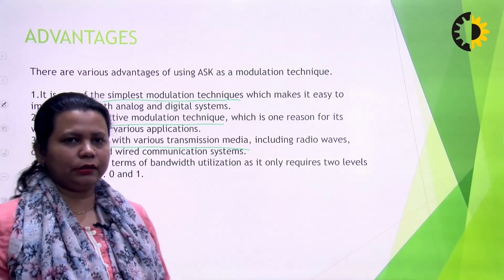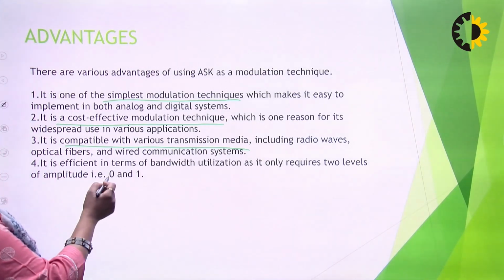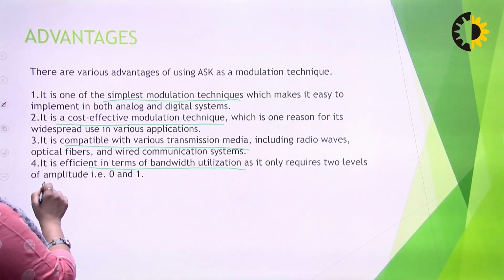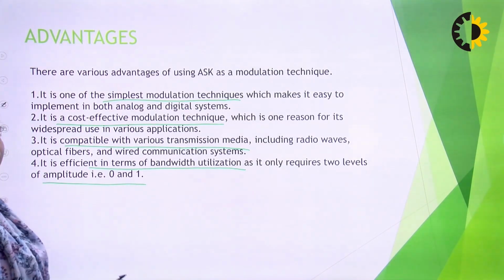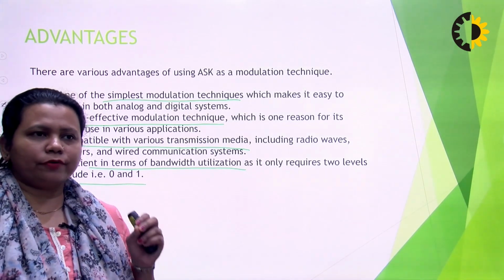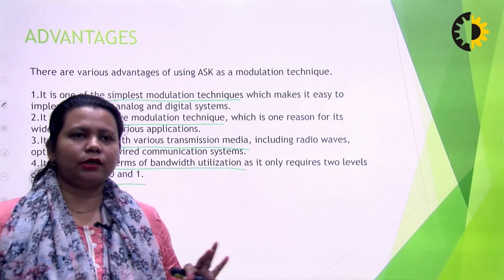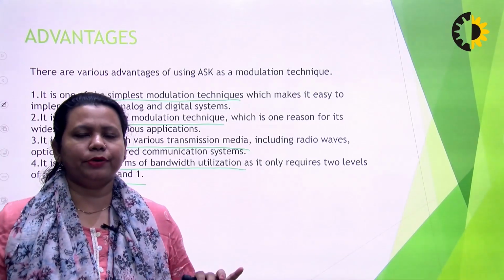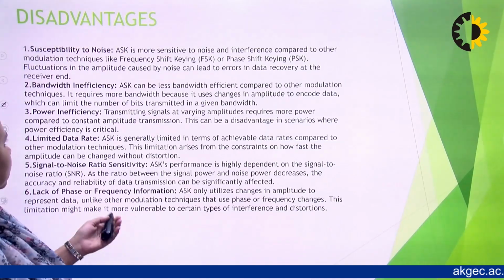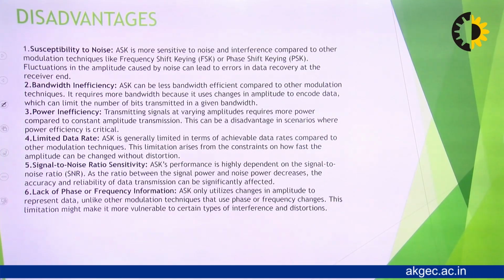It is efficient in terms of bandwidth utilization, as it only requires two levels of amplitude, 0 and 1. There is no complexity in this because it works only on 0, 1. So for 1 there is amplitude, and for 0 it is considered that there is no amplitude, no signal is there, right?